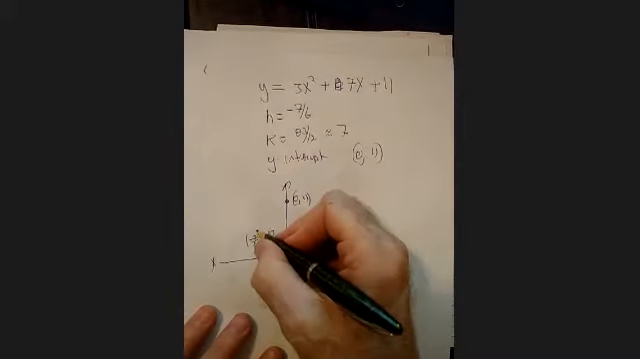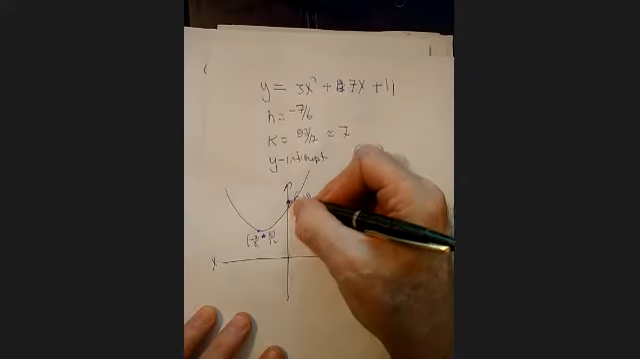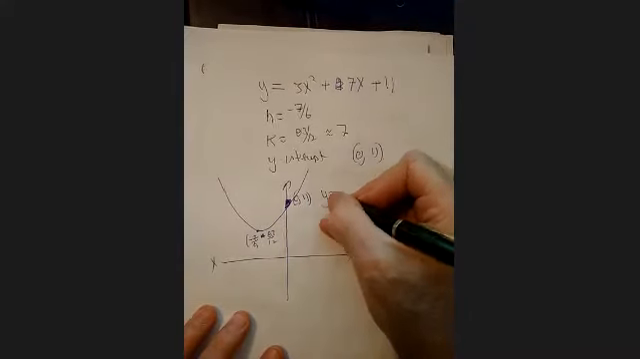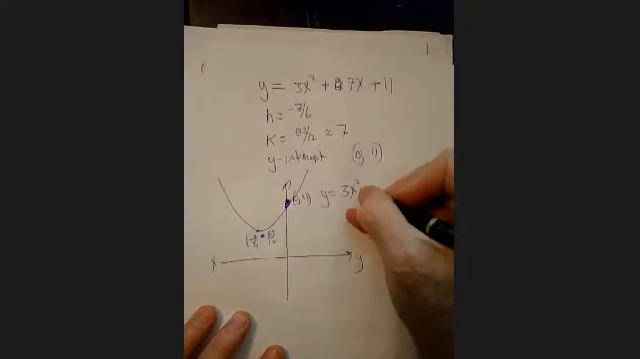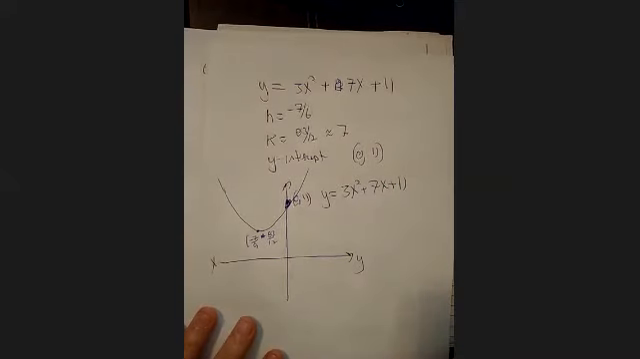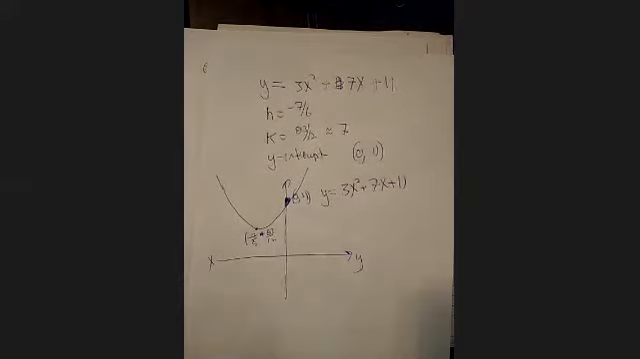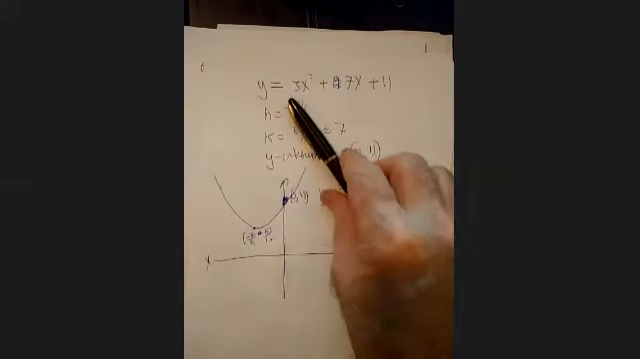So the graph is going to look something like this. Again, this is a rough sketch. That's going to be the graph of y equals 3x squared plus 7x plus 11. And that's it. Again, it's a rough sketch right there. Okay, I'm going to do another example in another video. So thank you.